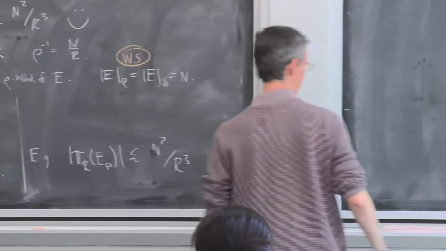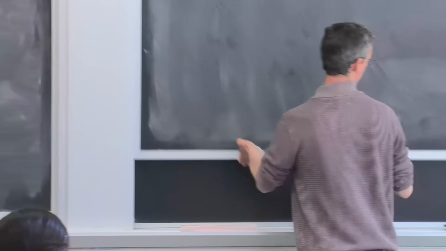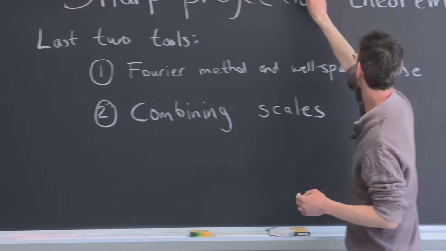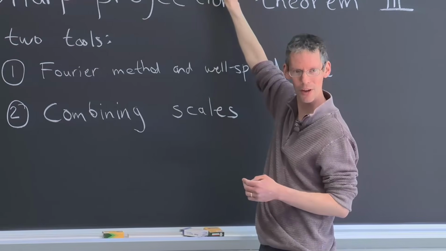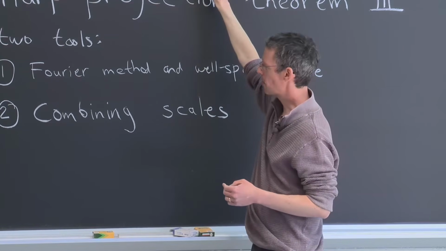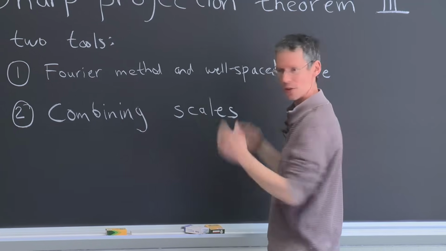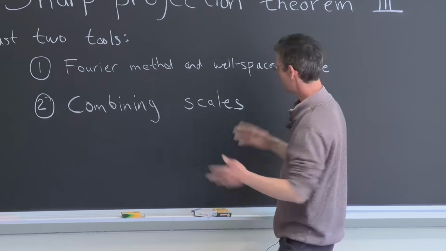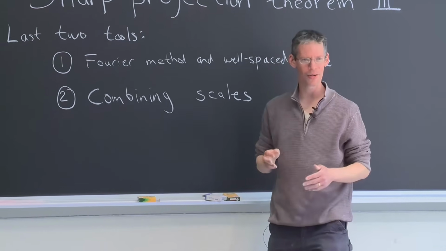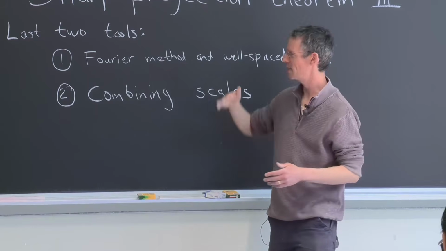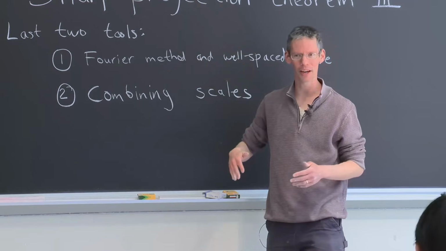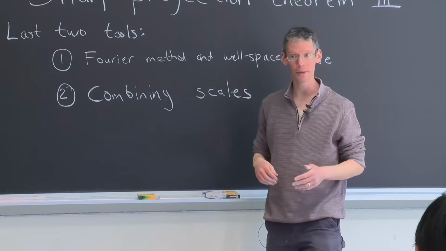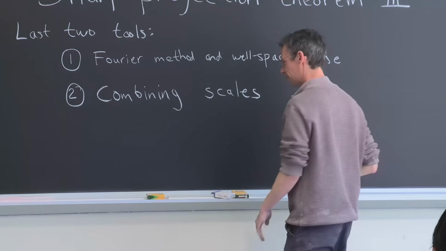OK. So that was part 1 of the class, the well-spaced case using the Fourier method. Part 2, combining all the stuff we've done. Let's start by remembering what is the big theorem that we're discussing the proof of, and then what are all the things that we've done. And the last part, we'll talk about how to put the pieces together. OK.